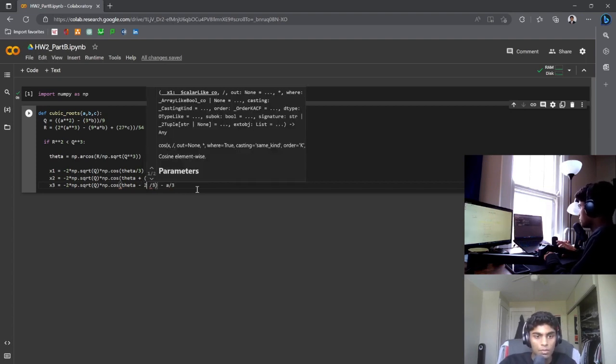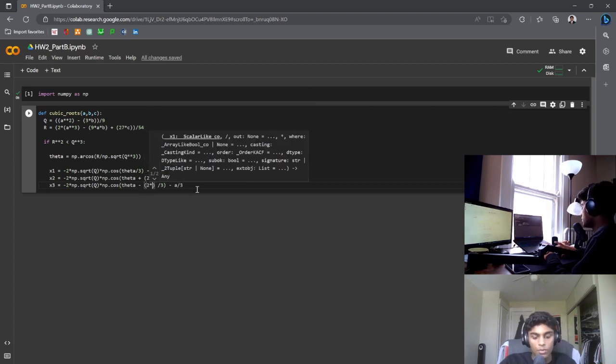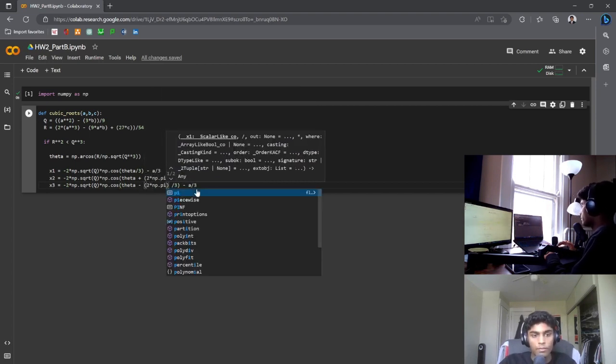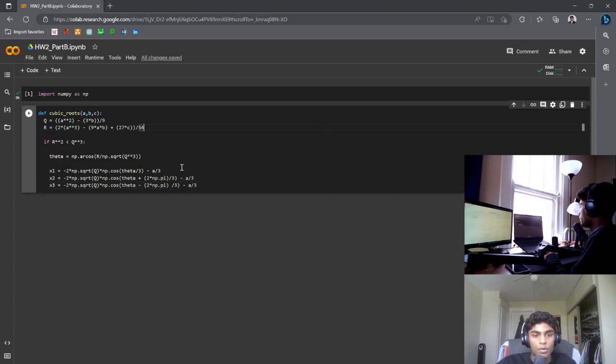It's 2 times np.pi divided by 3, minus a over 3. That should give us our roots. Just going to double check, make sure everything is right. It looks to be. So for our first condition where r squared is less than q cubed, that is going to be how we find our roots.